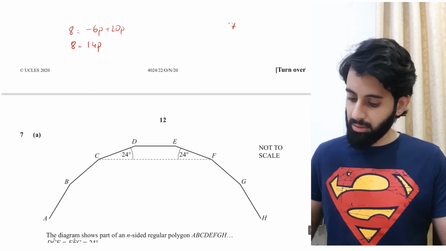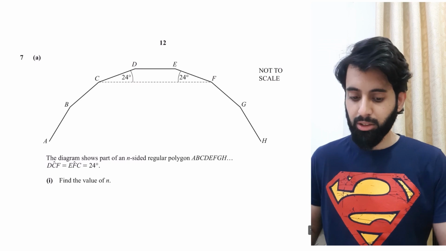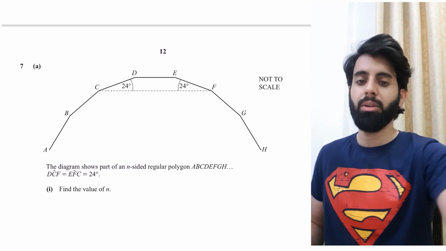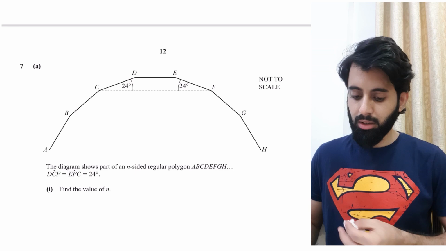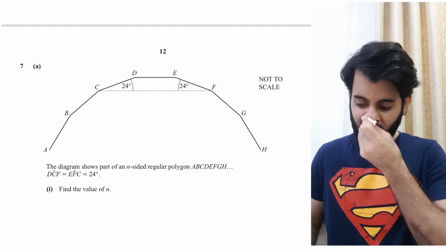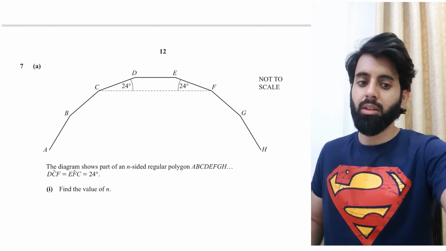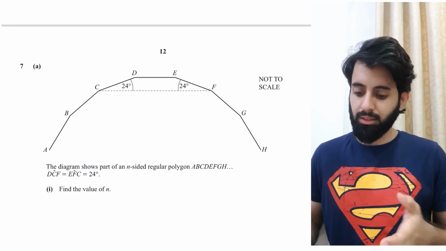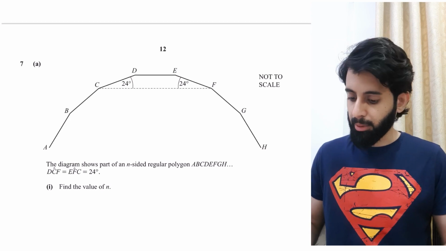Okay, so that was question number 6. Let's do question number 7. This is a polygon question. So when you're preparing for your October-November session, I would suggest that these little topics, functions, polygons, you don't neglect them entirely, okay? Because as you can see, they can come in paper 2 also.